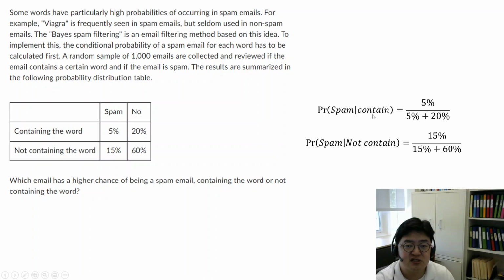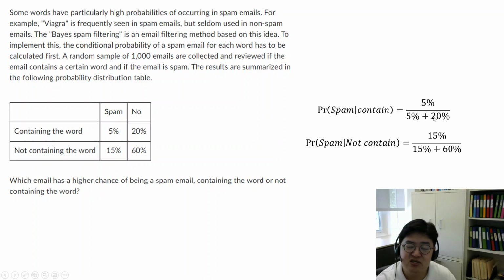If the word is contained, then the probability of a spam email is calculated like this. The condition is containing the word, so we only use the first row observations, and out of this much, 5 plus 20%, 5% are spam emails.